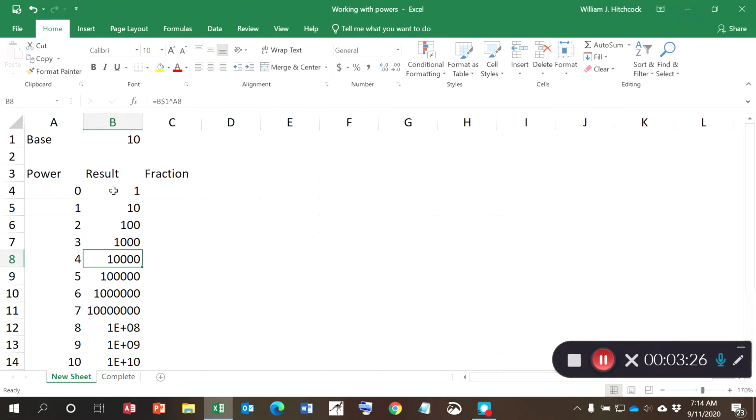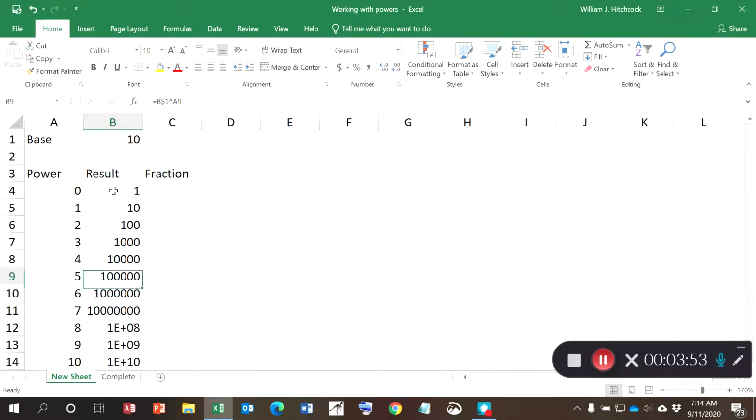There's 10 to the fourth, notice it's 1 with 4 zeros. 10 to the fifth, 1 with 5 zeros. 10 to the sixth, 1 with 6 zeros. 10 to the seventh, 1 with 7 zeros. And then down here you see this 1E+08. It's just saying take 1 times 10 to the eighth power. And we could format this a little bit wider and you could see what the numbers would look like.